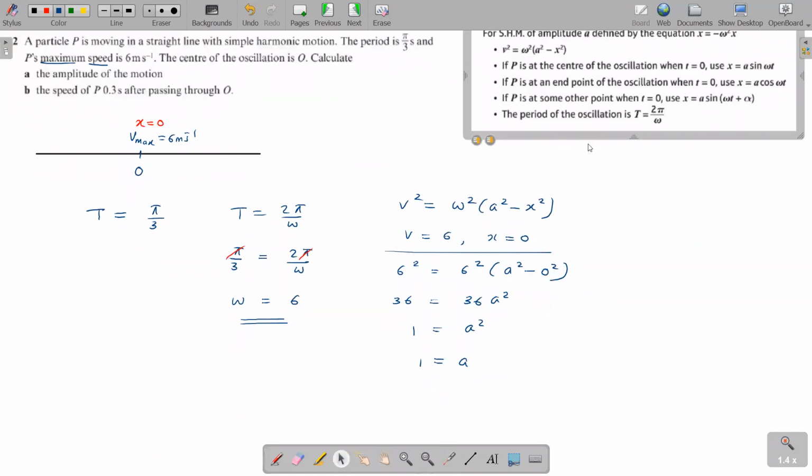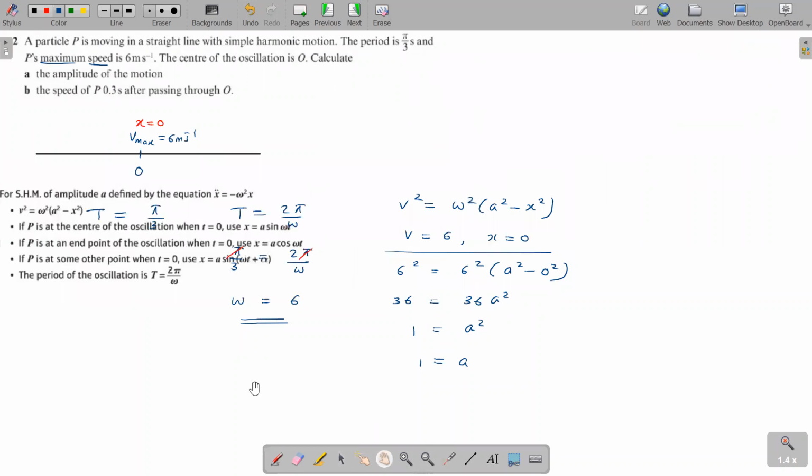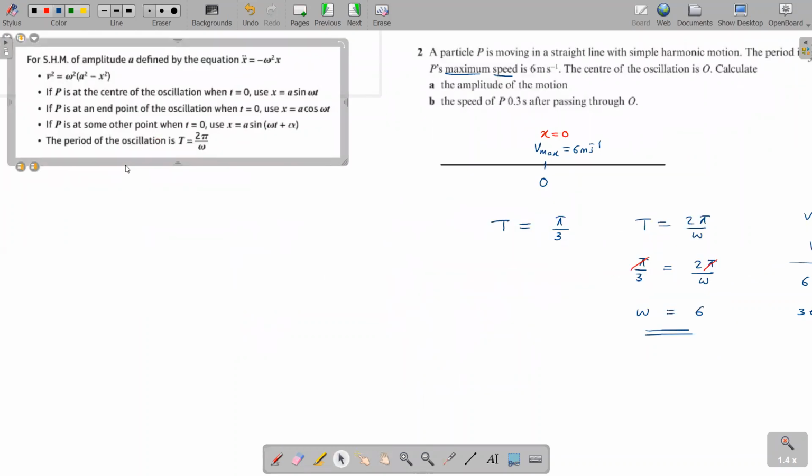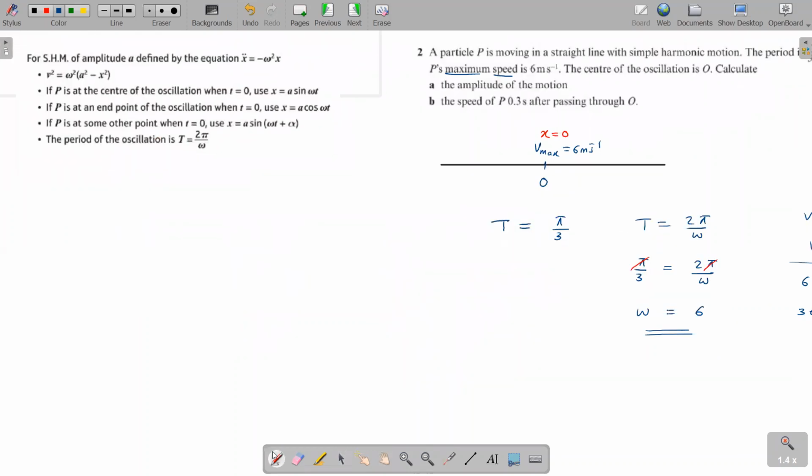So what's the first method? In the first method, let me do it over here. Okay, I'll bring the equations in part B. They say the speed of the particle 0.3 seconds after passing through O, right? So which means at time 0, you are at the origin. Do you agree with me? At time 0, we are at the origin. So 0.3 seconds later, where are we?